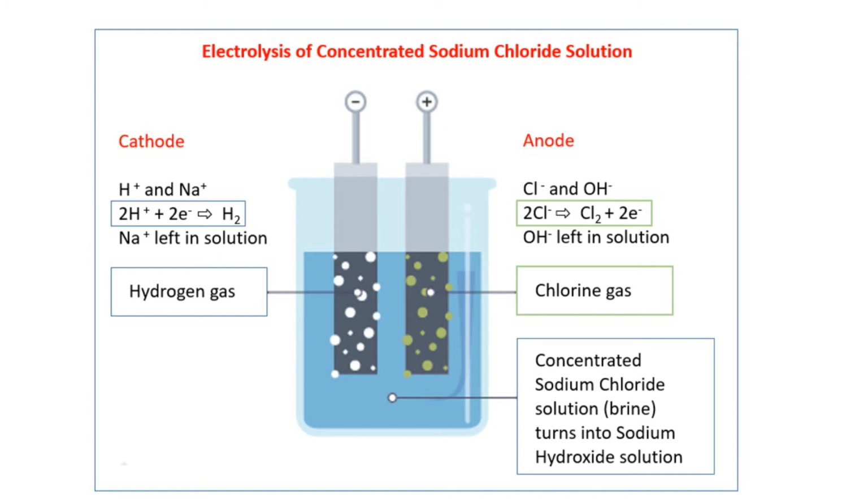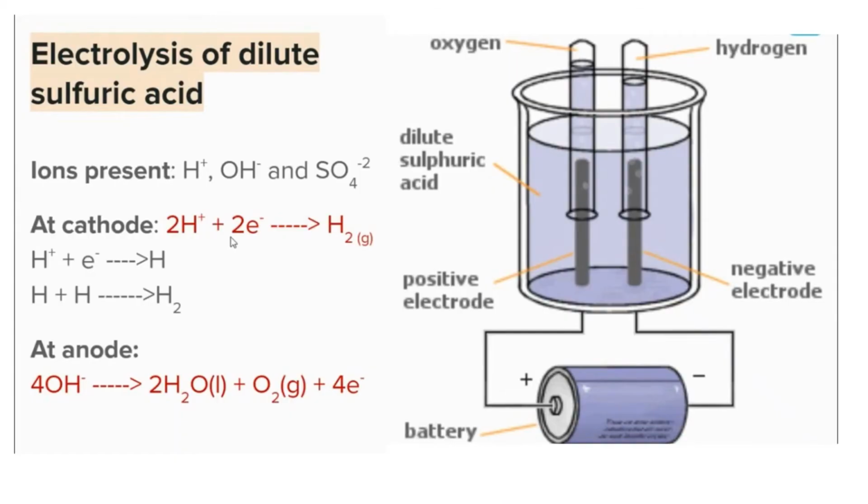And what is left behind as an electrolyte? Since hydrogen is gone and Cl is gone, what is left behind is sodium ion and hydroxide ions. So they both combine and form sodium hydroxide solution. So the resultant solution will be alkaline in nature. This is how the electrolysis of concentrated sodium chloride solution happens. Another name for concentrated sodium chloride solution is brine. So if the question is brine solution, also do the same.